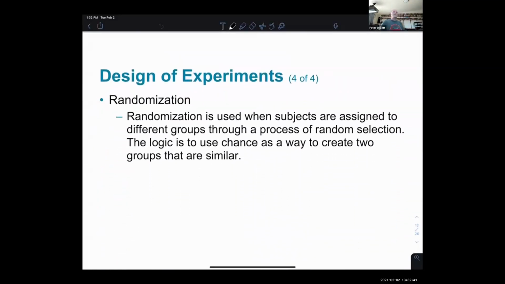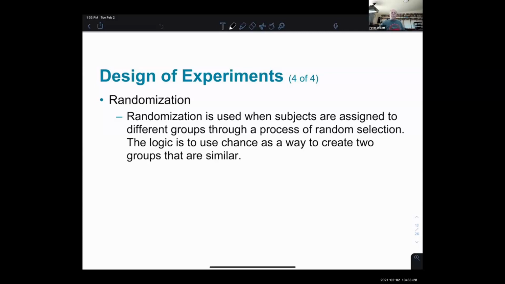So let's look at this last step of the design element of experiments. So we're talking about designing. They talked about repetition, and they talked about blinding and double blinding, and now we're looking at randomization. And this is all in the category of designing of an experiment. So randomization is used when subjects are assigned to different groups through a process of random selection. The logic is to use chance as a way to create two groups that are similar. Again, instead of one group getting the basketball players and the other group getting the ping pong players, those groups are not similar, at least in the aspect of height potentially, because the basketball players are heavily biased to being taller.